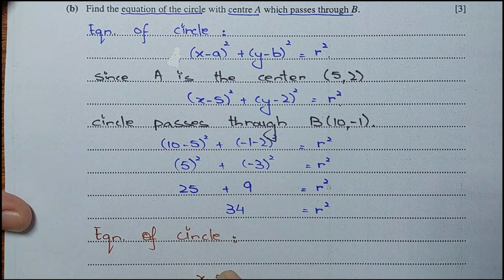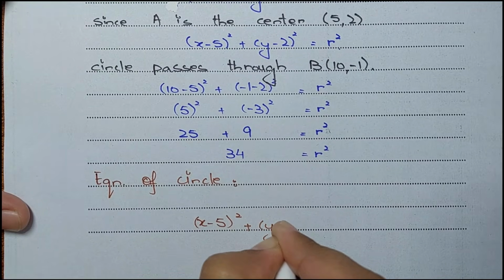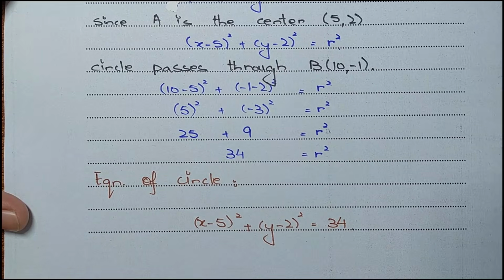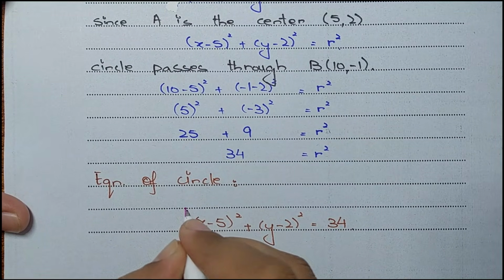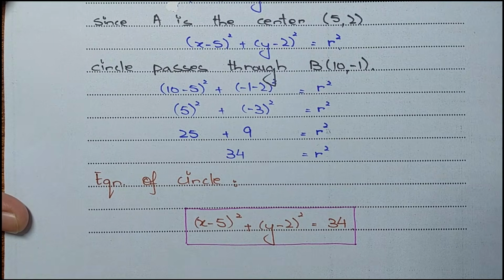(x minus 5) whole square plus (y minus 2) whole square equals radius square, which is 34. That would be the equation of the circle having center A and passing through the point B.